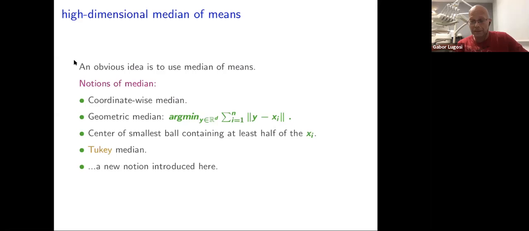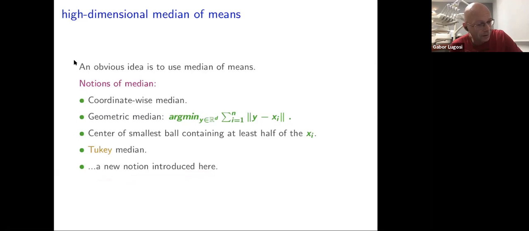Well, there are many notions of multivariate medians. We can take the coordinate-wise median. We can take the so-called geometric median, which is the point that minimizes the sum of the Euclidean distances to these centers. Another interesting notion of a median is we can look at the center of the smallest ball that contains at least half of the data points. Okay, that's another generalization of the notion of the median. There's the famous Tukey median, and so on. Okay, so there are many different notions, and I will introduce a new notion here.